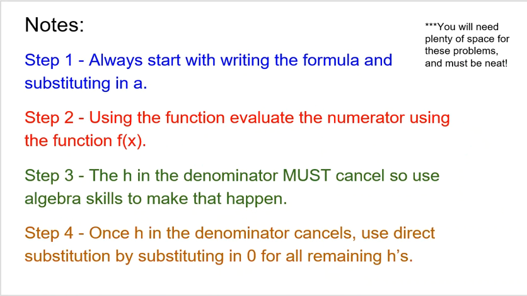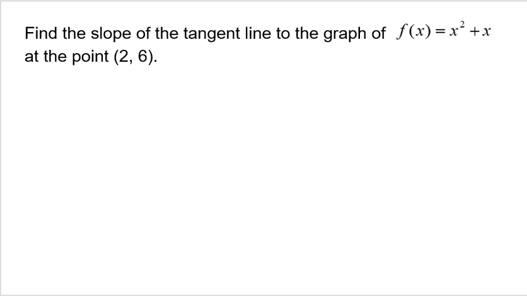And again, that work is to evaluate the numerator using the function, and then find a way to get h to cancel. And then once the h cancels, you're going to go and use direct substitution again. Now, these steps might mean nothing to you until we start taking a look at some problems. But I want you to note that as we work on these problems, you should be working them exactly how I do. All right, here we go.